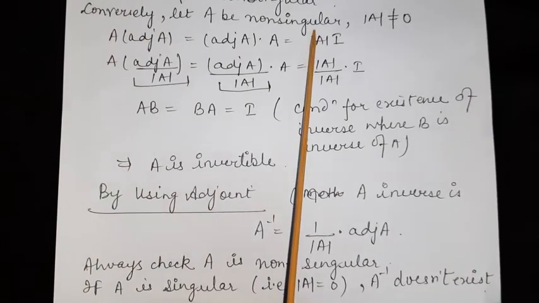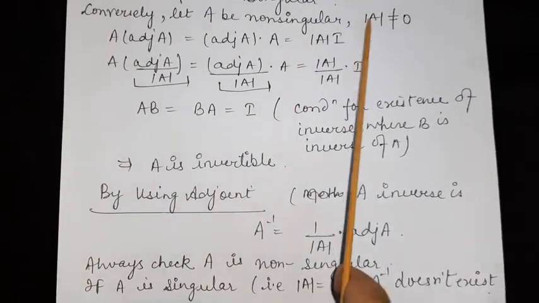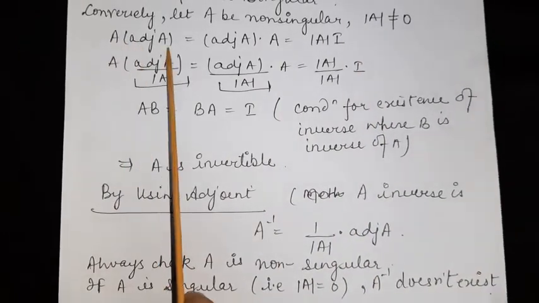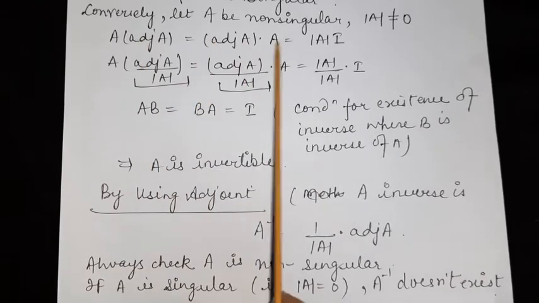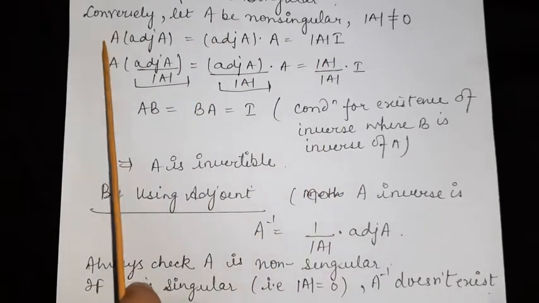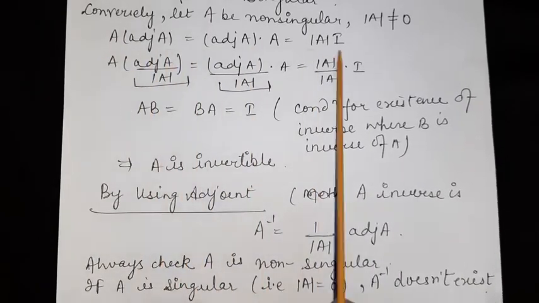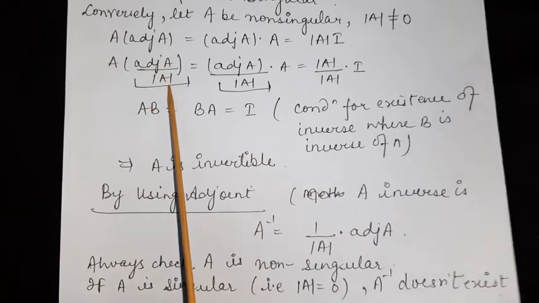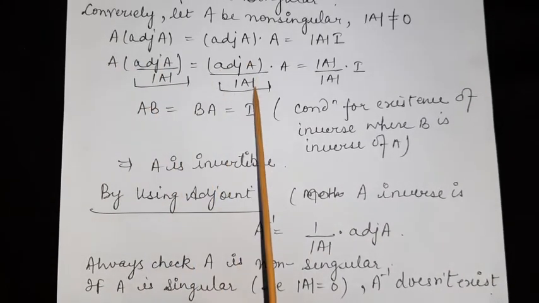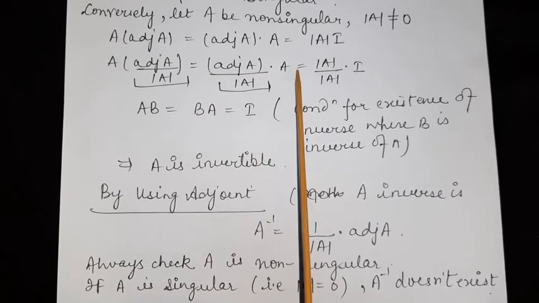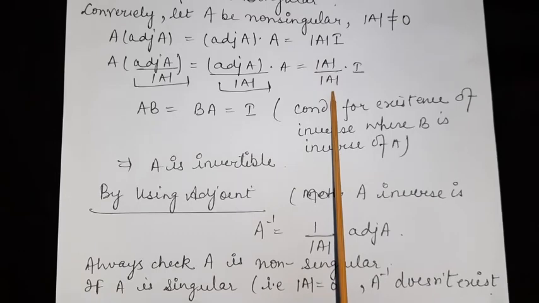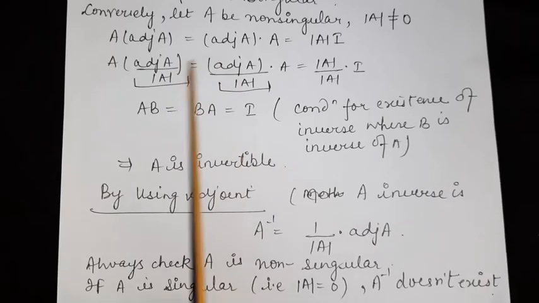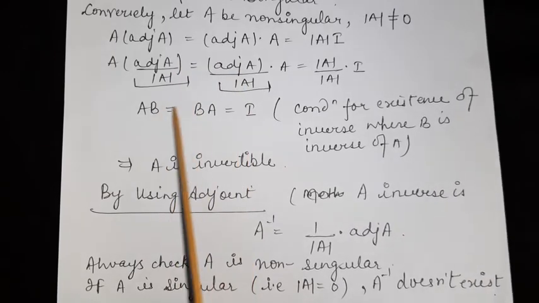Let A be a non-singular matrix. If A is a non-singular matrix, then determinant of A will be non-zero. Now we already know that A multiplied with adjoint of A is the same as adjoint of A into A, which equals determinant of A into I. So we'll use this result here. We'll divide throughout by determinant of A. So here we will get A into adjoint A upon determinant of A equals adjoint A upon determinant of A into A equals determinant of A upon determinant of A into I. So these two will get cancelled, and as you can see both these are the same expressions, so we are giving it a new name, that is capital B.